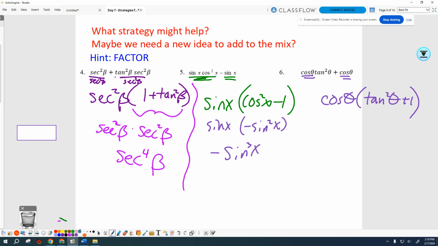The tan squared theta becomes sine squared over cosine squared. Read it carefully. Okay, the identities are these guys. So 1 plus tangent squared. There you go.